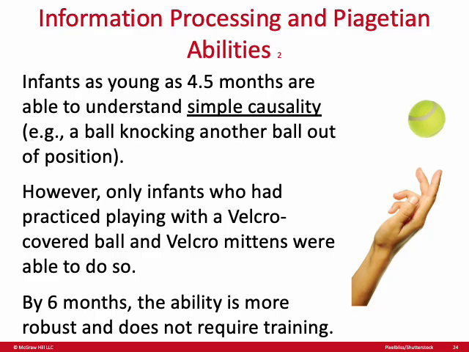Infants as young as 4.5 months are able to understand simple causality. However, only infants who have had practice playing with a Velcro-covered ball and Velcro mittens were able to do so. By 6 months, the ability is more robust and does not require training. So at 4.5 months, it sounds like there has to be exposure to that situation in the first place before they show that they can understand it. After 6 months, the ability seems to be more there, even if that pre-training exposure did not occur.